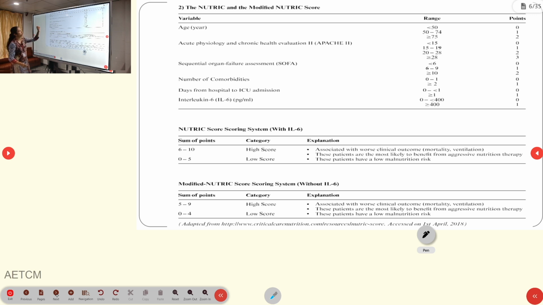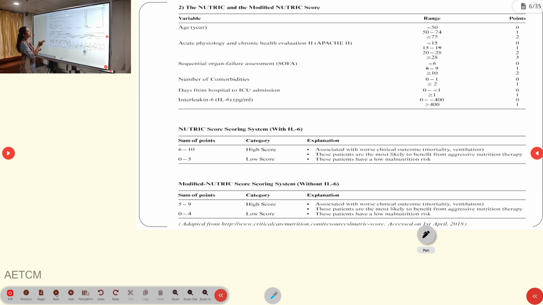This is the NUTRIC score. The NUTRIC score is determined to see the patient's nutritional risk. Along with the age and the patient's general condition, we will give a score, and as the score increases, along with reduced oral intake or feeding, the patient's disease condition may worsen.